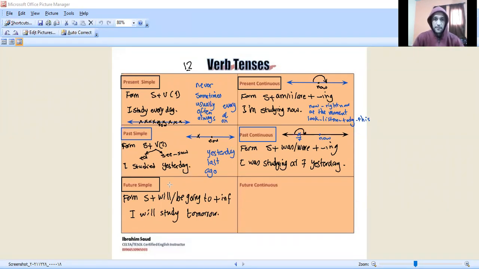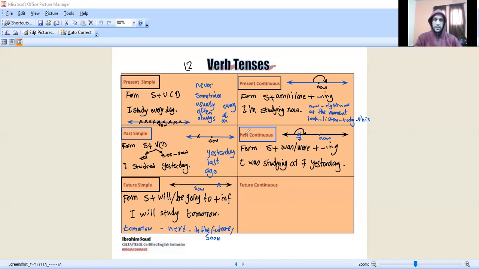future. Look at this timeline. And this is now. And we have an action in the future. Okay. We can use these words to express the future. For example, tomorrow, next, in the future, and soon. These are some keywords. They can be used with the present, with the future simple.